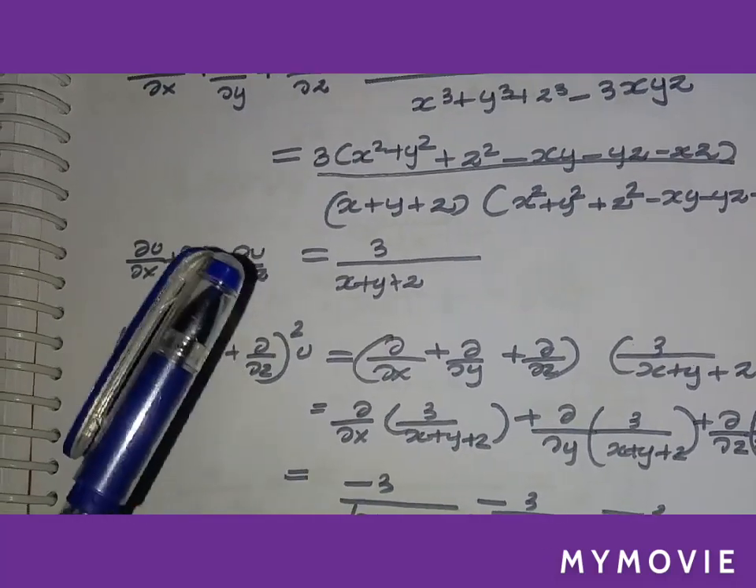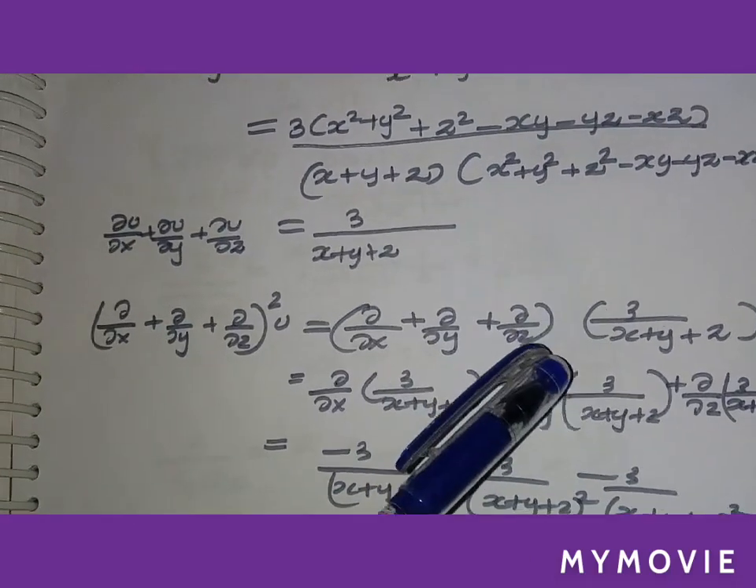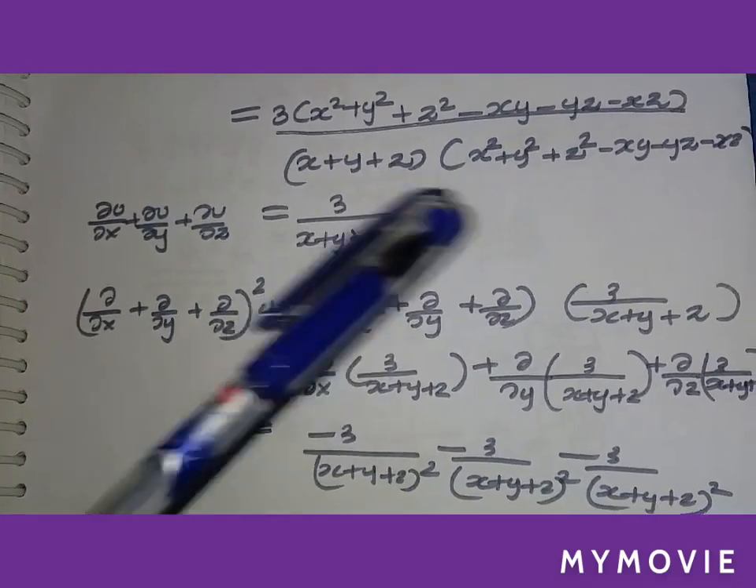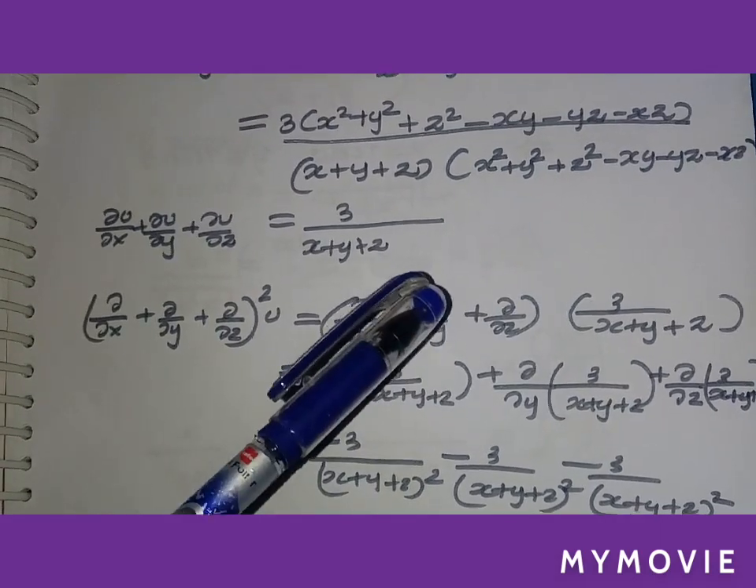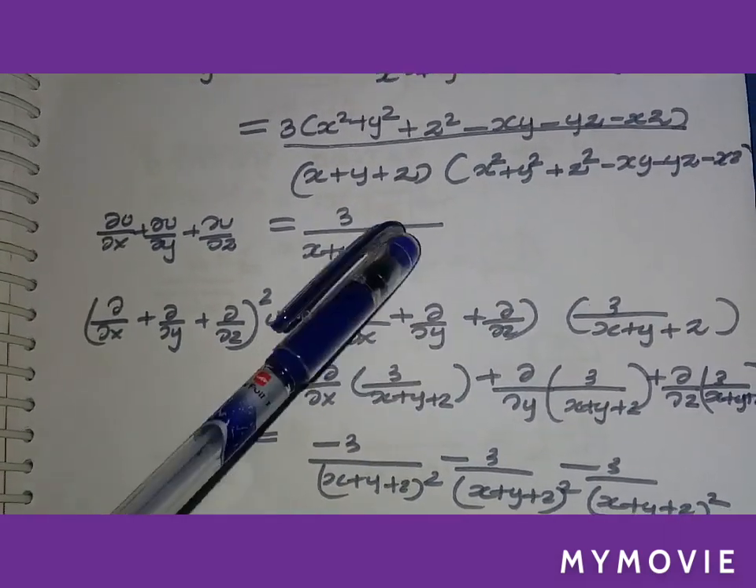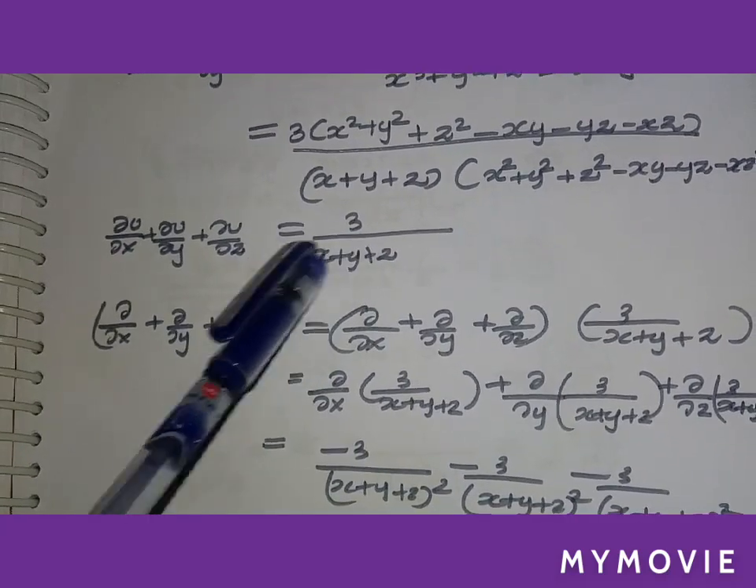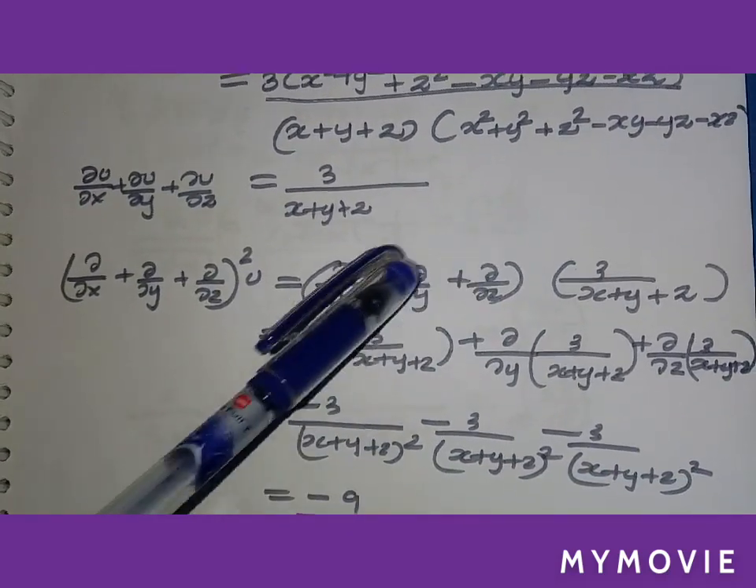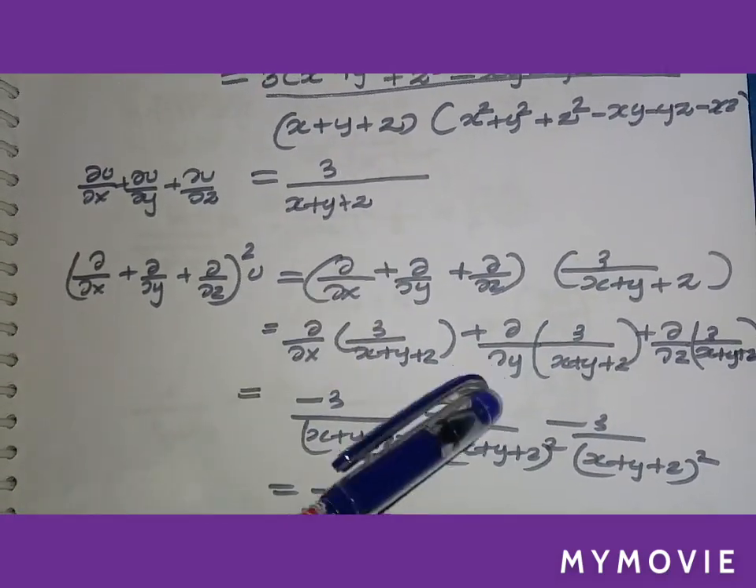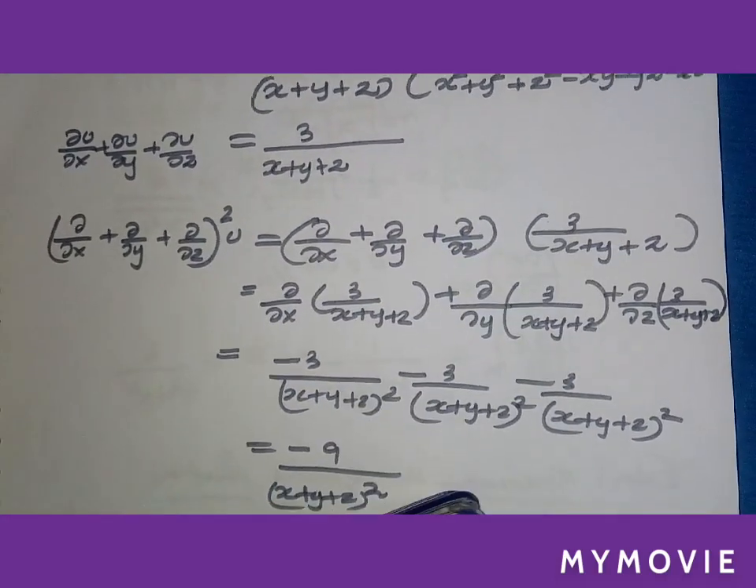We have to find the double derivative, that is the square derivative, that is (∂/∂x + ∂/∂y + ∂/∂z) applied to the function obtained here. So we find ∂/∂x of the function plus ∂/∂y of the function plus ∂/∂z of the function.